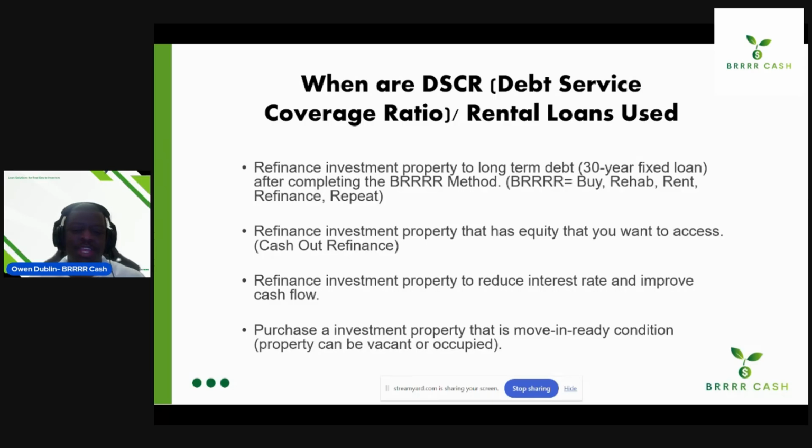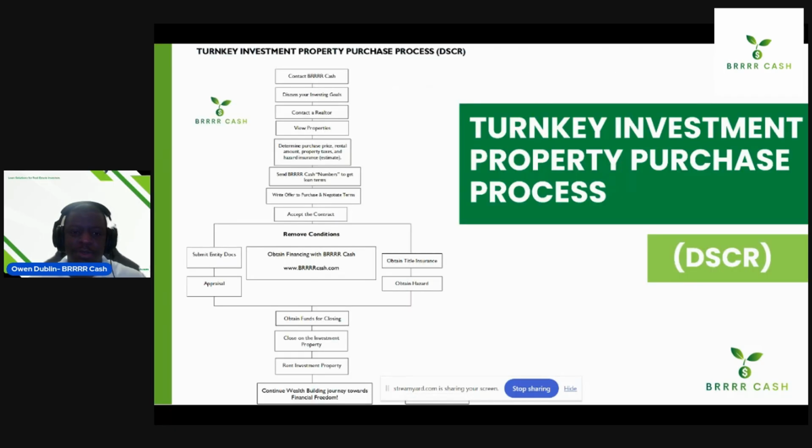And the last one I have here is that they may want to purchase an investment property that's in move-in ready condition. That way, the property can be vacant or occupied, but the property numbers will dictate the loan product. So once again, you don't need your personal income. You can utilize the property's numbers to purchase a property. And I'll jump into more in the next couple of slides as far as the flow process.